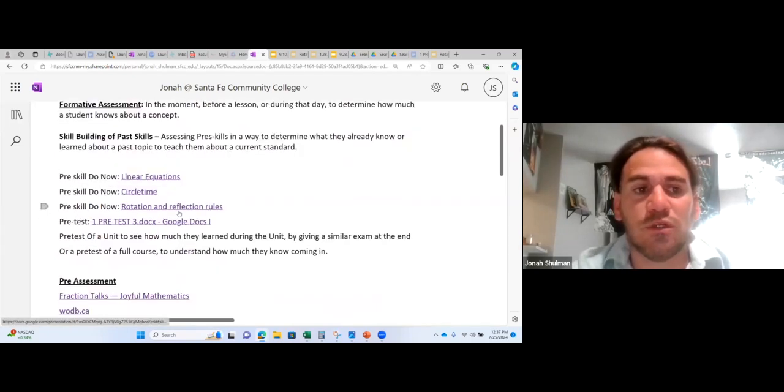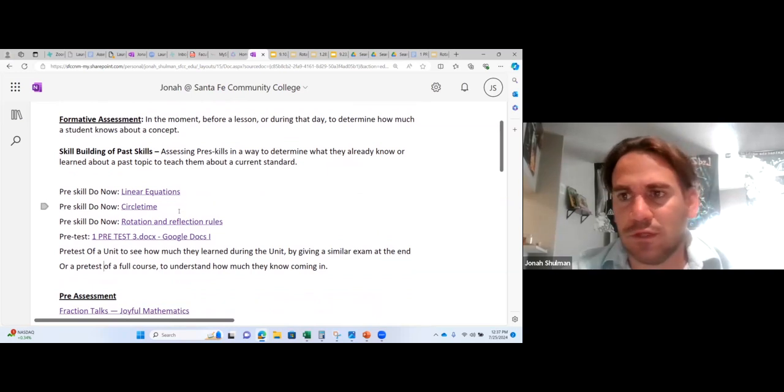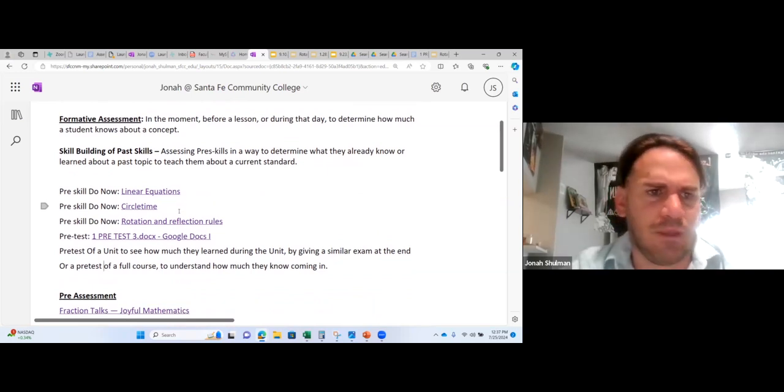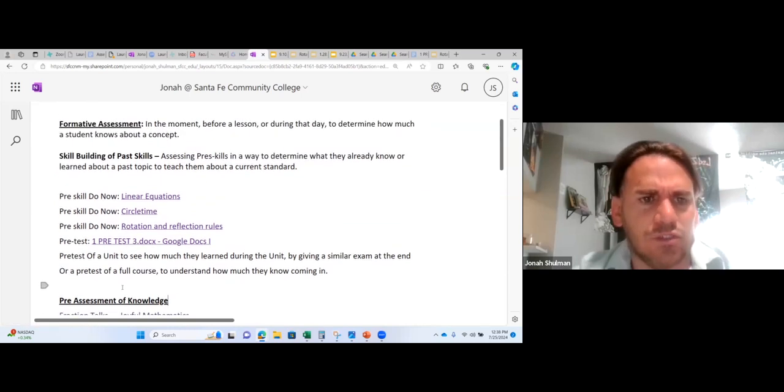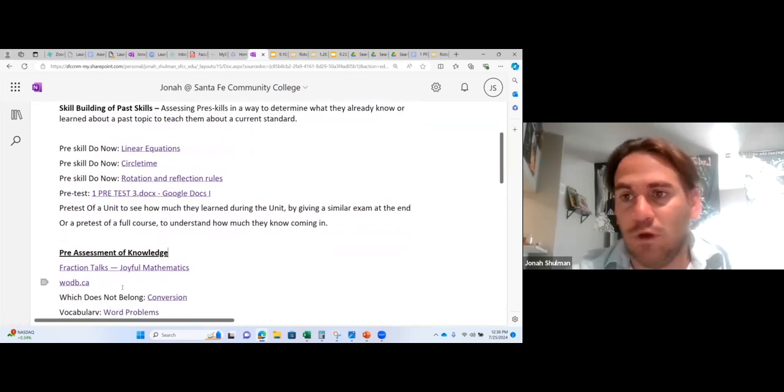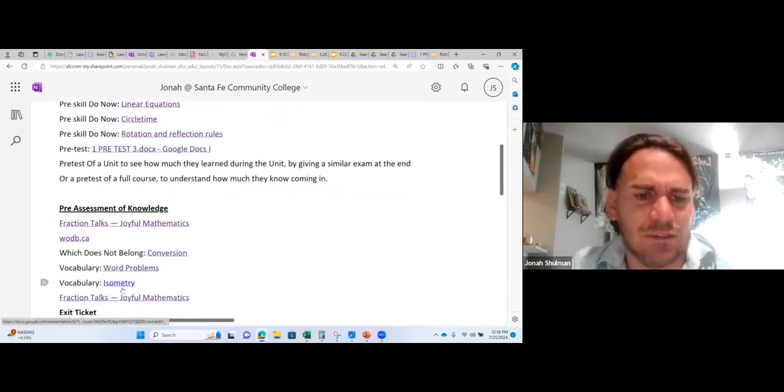So that's pretty much everything you should think about for skill building. Now, skill building of past skills. Now, this is pre-assessment of knowledge. That's what these are. These are ways to pre-assess knowledge before it happens. So there's a bunch of ways I do this.